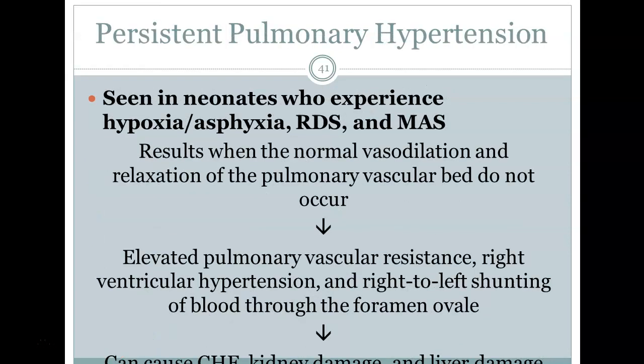Another condition is called persistent pulmonary hypertension. This is seen in neonates who experience hypoxia, asphyxia, respiratory distress syndrome, and meconium aspiration syndrome. This results when the normal vasodilation and relaxation of the pulmonary vascular bed do not occur. With elevated pulmonary vascular resistance, right ventricular hypertension occurs and right to left shunting of the blood through that terminal valley. This can cause congestive heart failure, kidney damage, and liver damage.